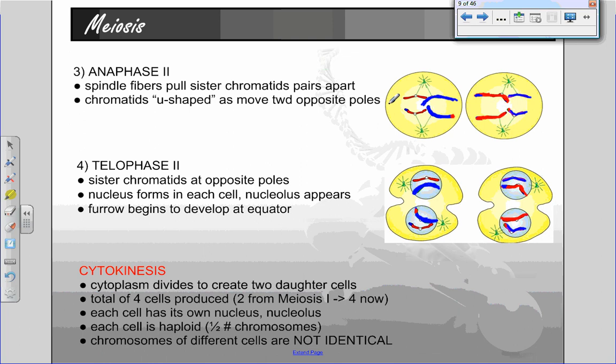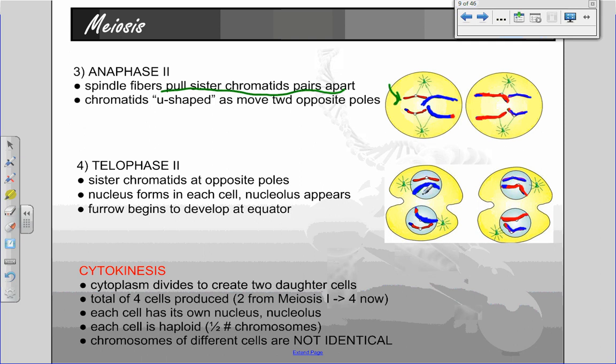So in anaphase then, the centromere is split and the spindle fibers are going to shorten, pulling the sister copies to opposite poles. And of course they look a little U-shaped, although not so much in this diagram. In telophase, the sister chromatids are now at opposite poles. The nuclear membrane is going to reform just like in mitosis. The furrow starts to happen. Sometimes it happens at the end of anaphase, but basically cytokinesis is also happening at the same time.